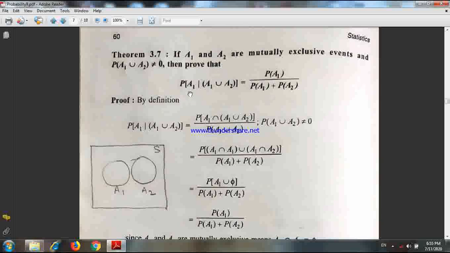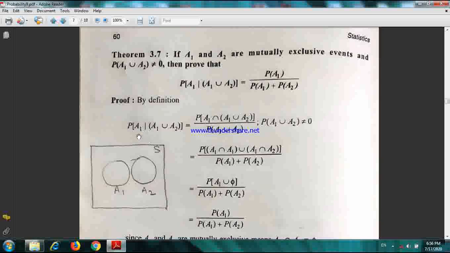Now to prove that probability A1 given A1 union A2 equals to this one. First of all, what you do, we draw a Venn diagram. Now you see in the Venn diagram, this is A1 and this is A2. But in this Venn diagram, we do not show any common region because A1 and A2 are mutually exclusive. So as they are mutually exclusive, these two sets will be disjoint. They do not have any common area. So be careful in drawing the Venn diagram. You see the question at first, what is said in the question, then you draw the Venn diagram. Once you draw the Venn diagram, then we get the result very easily.